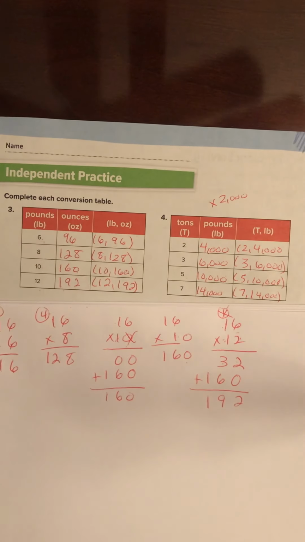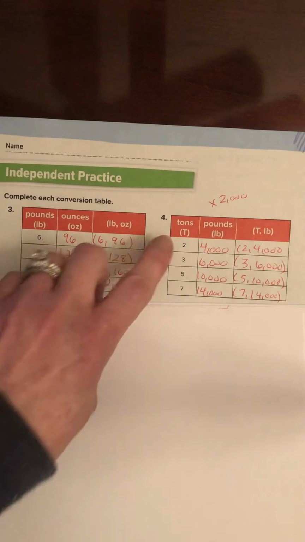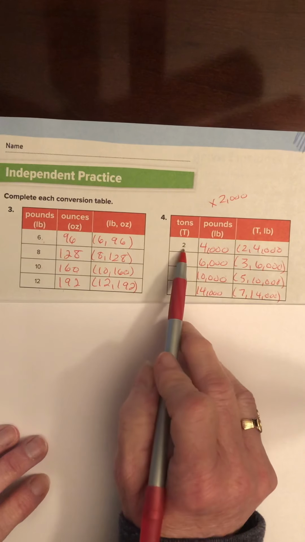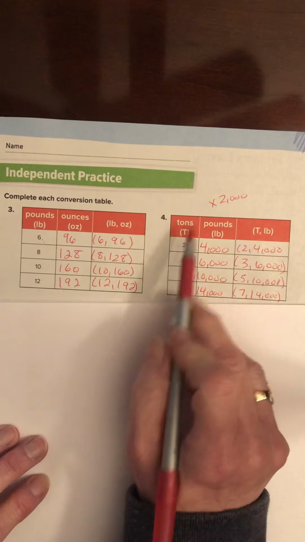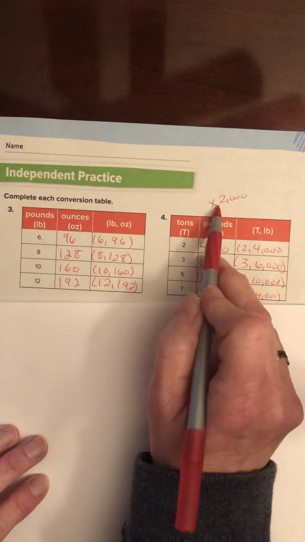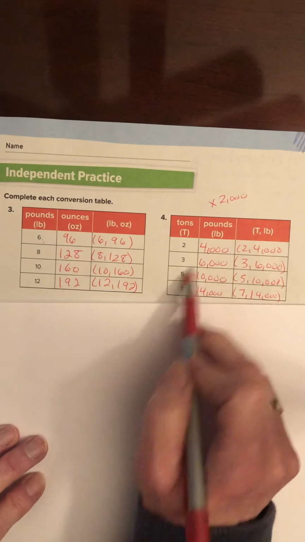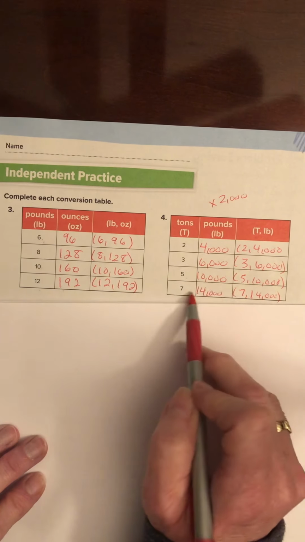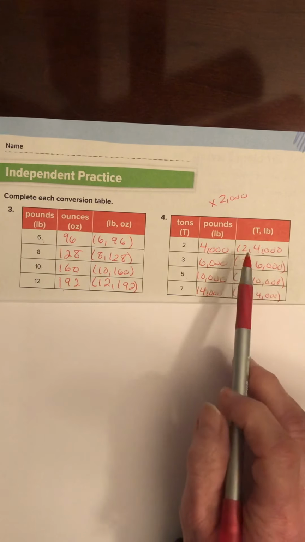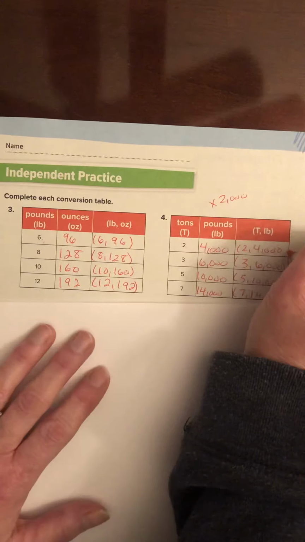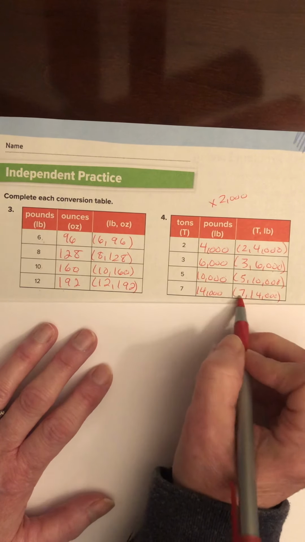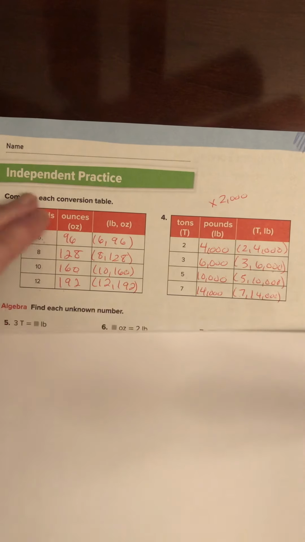Okay, the next one, you're talking about tons to pounds. There's 2,000 pounds per ton. So again, you could just do the numbers, the 2 and the 2 is 4, and then you add 3 zeros. 3 times 2 is 6, and you add 3 zeros. 5 times 2 is 10, add 3 zeros. 7 times 2 is 14, add 3 zeros. And then the last box should be 2 and 4,000 in parentheses, 3 and 6,000 in parentheses, 5 and 10,000 in parentheses, and 7 and 14,000 in parentheses.